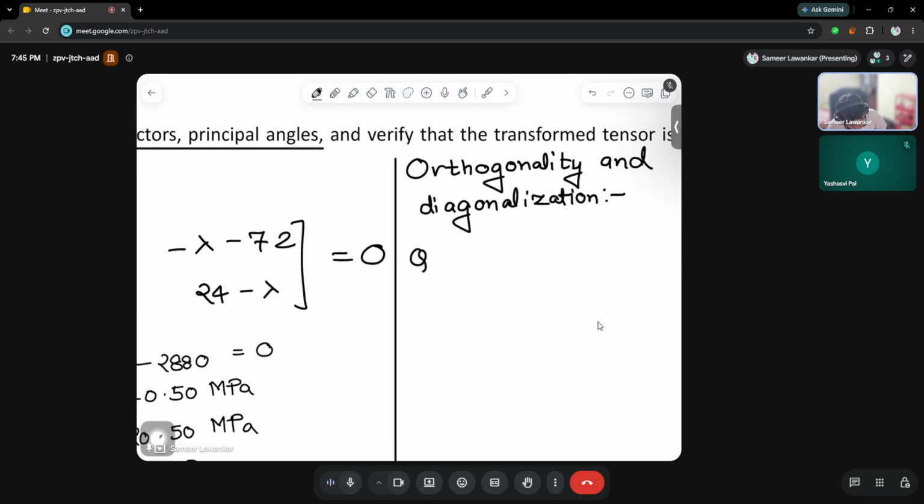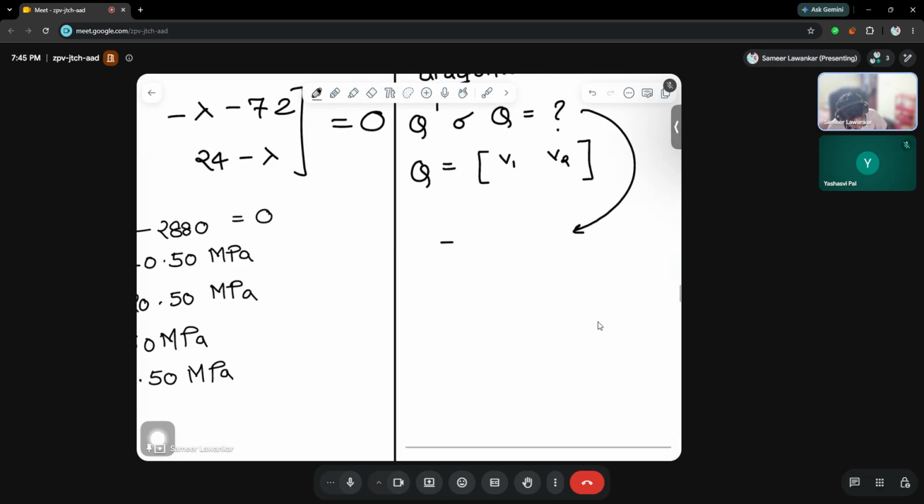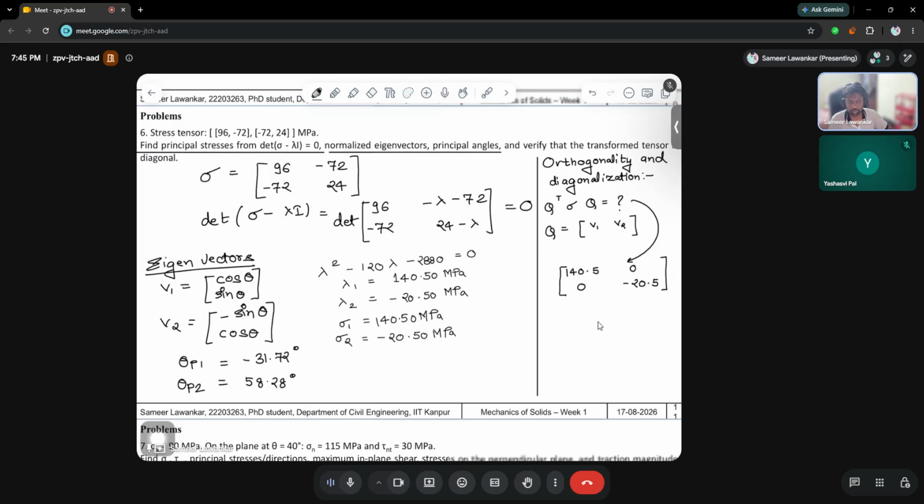So this is telling us that Q transpose into sigma into Q is what you can calculate. What is Q up here? Q is basically v1 v2. When you solve this, it comes out to be 140.50, minus 20.5. So that is the meaning: Q transpose sigma Q works up here also.